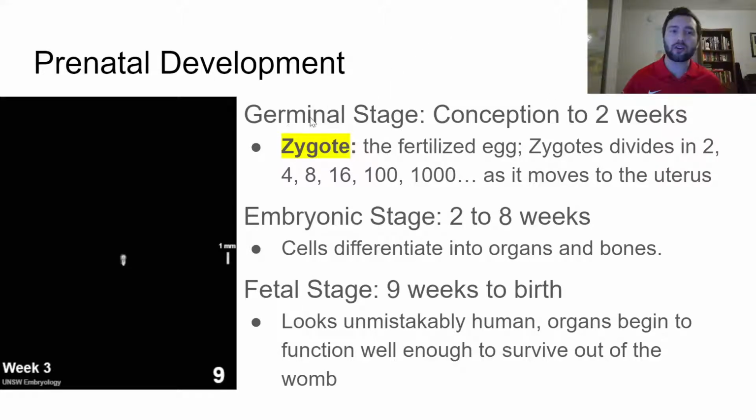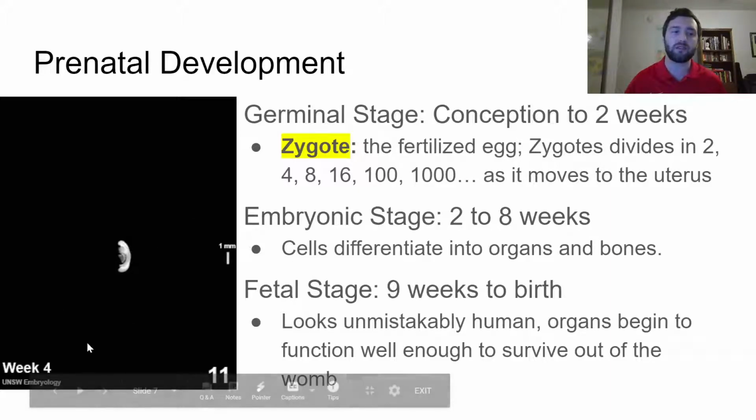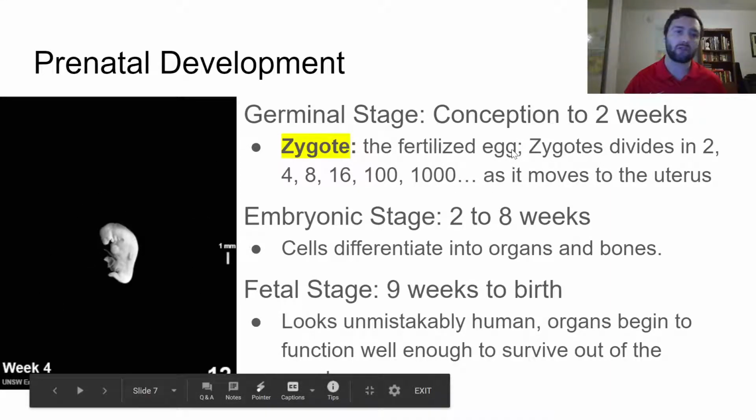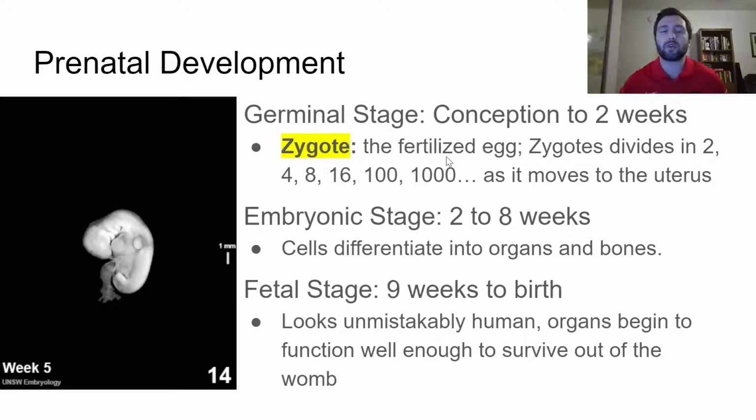So again, our first stage is our germinal stage. It starts at conception and goes on to 2 weeks. Again, you can see this development in this GIF over here as well. One of the important terms that you do need to know is what is called a zygote.